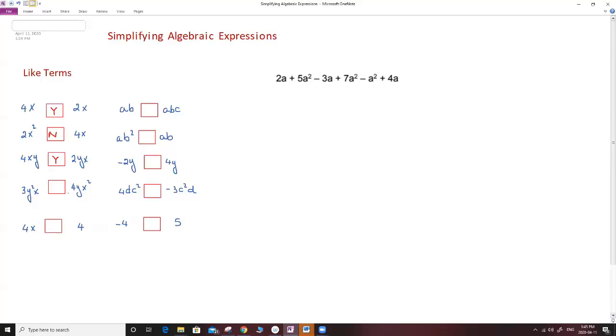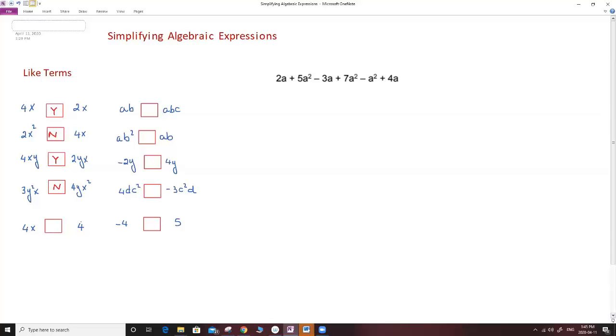3y squared x and 4yx squared. Here, we're going to say no. Why no? Because you see the exponent of the y here is squared, but here it's 1. And here the x has power of 1, but here x to the power of 2. They are totally different. What about 4x and 4?